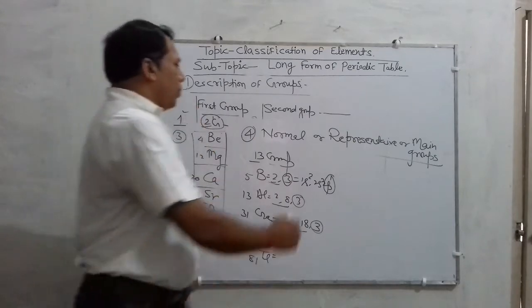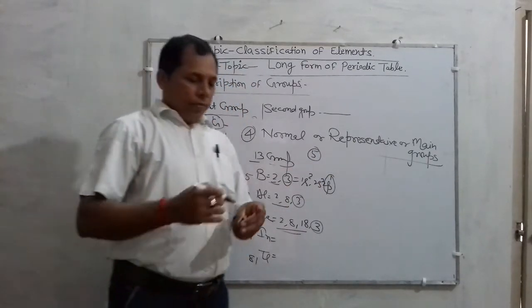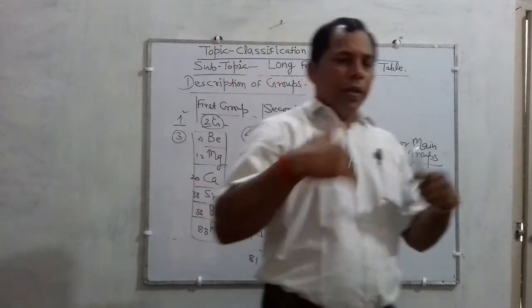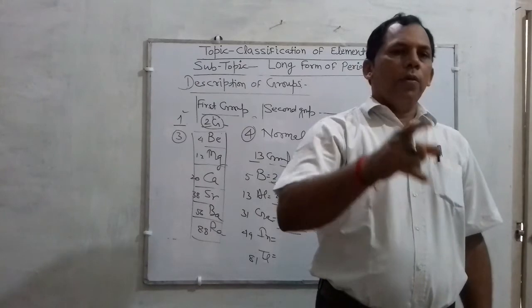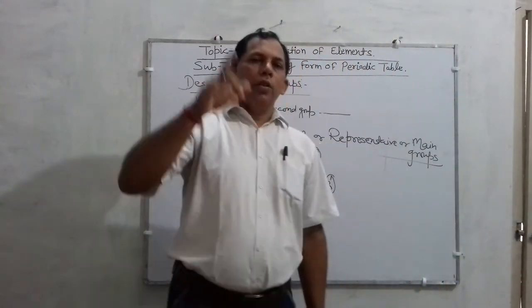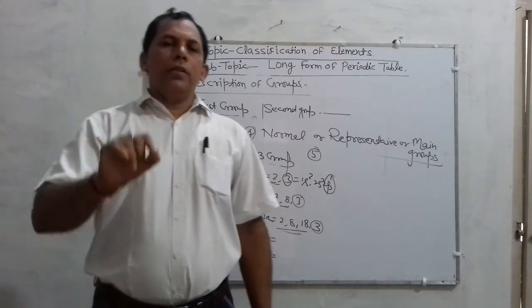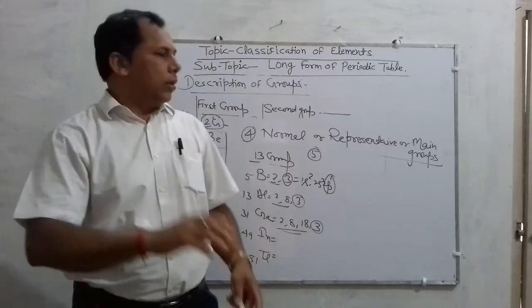Okay. Next property, the elements belonging to group 3, group 4, group 5, group 6, group 7, group 8, group 9, group 10, group 11 and group 12.